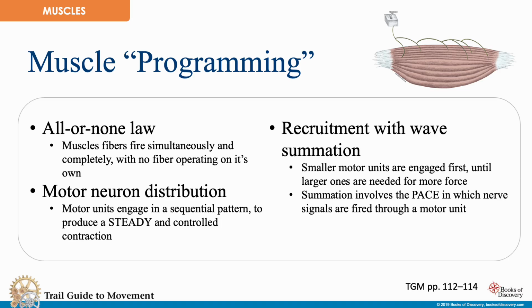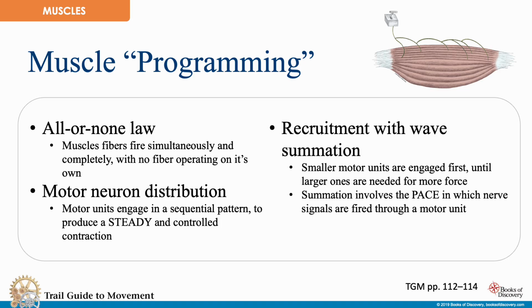And then we have the motor neuron distribution, the steady hand. So if everything is all or none, why don't we just jerk around? It's because of distribution. Your motor units engage in a sequential pattern. Think of it like a relay race. As one unit starts to get tired, another one kicks in. This rotation is what produces a steady and controlled contraction, so you can hold a cup of coffee without shaking.